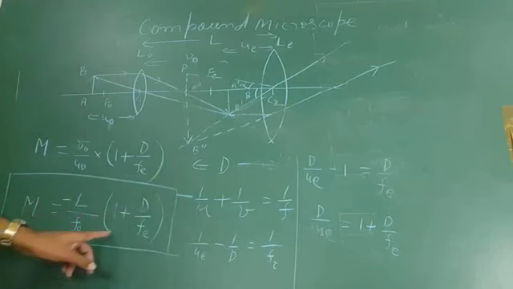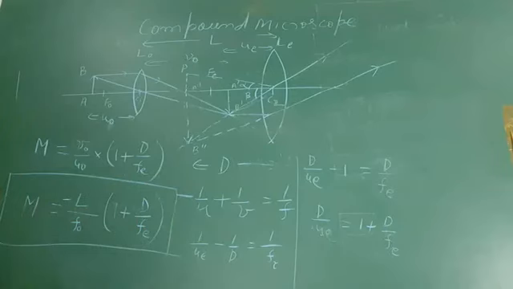If FO and FE are small, then M will be large. So the focal length of the eyepiece and the objective should be small, then the angular magnification will be large. That was about the compound microscope when the image forms at the distinct vision point.